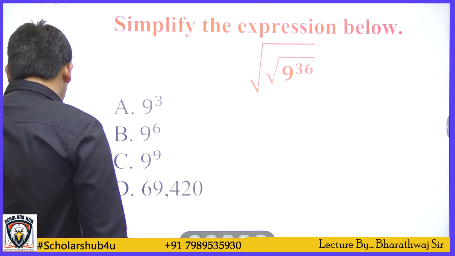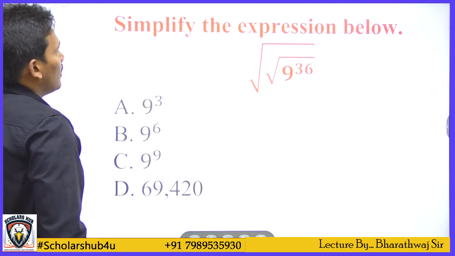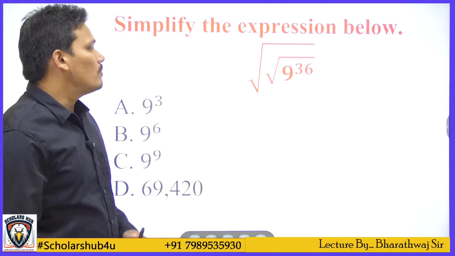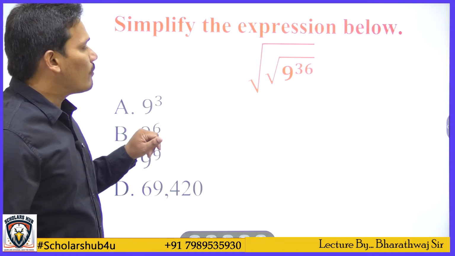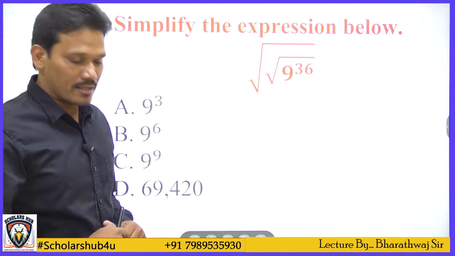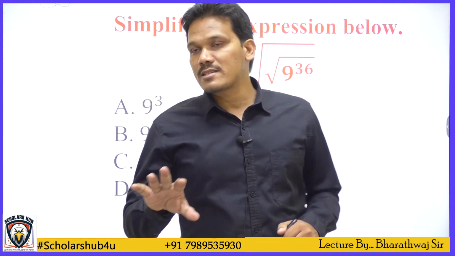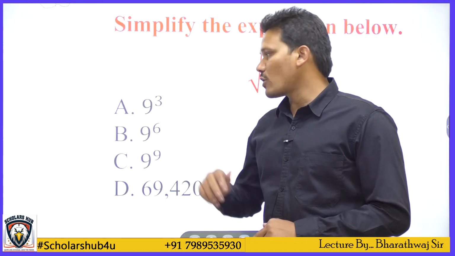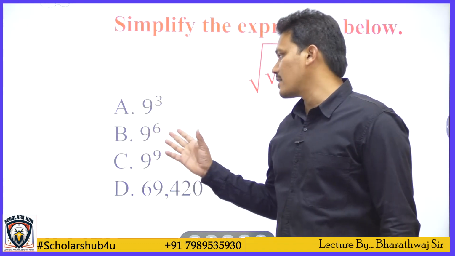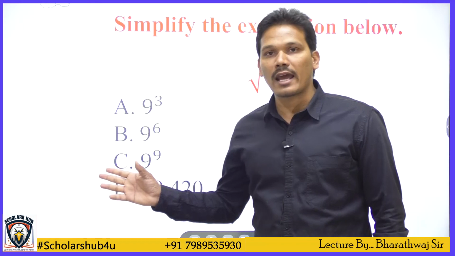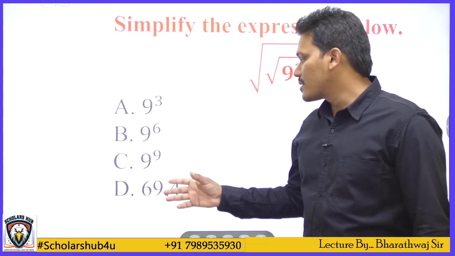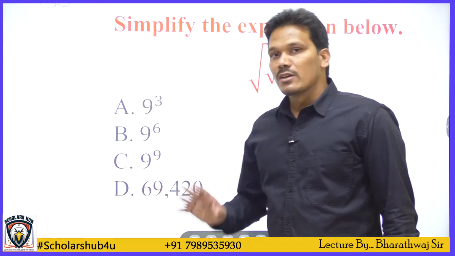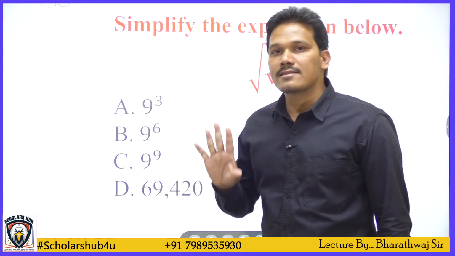The question is: simplify the expression given below. He has given the root of 9 power 36. But look at the options here: they are given in terms of 9. The first option is 9 cube, the second is 9 power 6, the third is 9 power 9, and the fourth is 69,420.